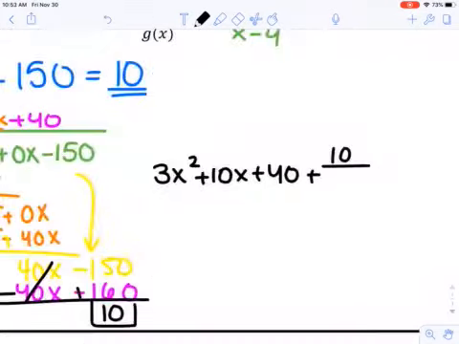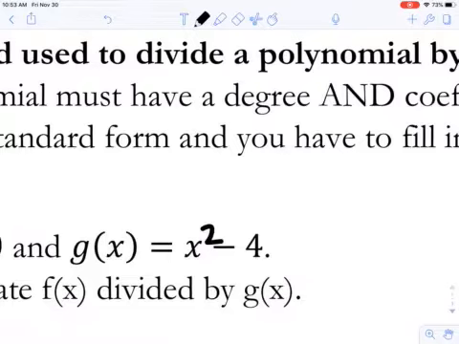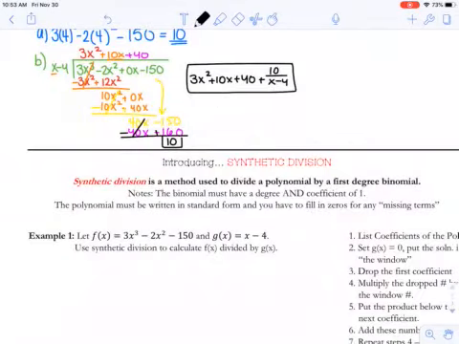Hopefully that brings back some wonderful memories, but I'm about to make your life a whole lot easier. I'm also about to make you pretty mad at me because we could have been doing something easier the whole time. Introducing synthetic division. Synthetic division is a method used to divide a polynomial by a first-degree binomial. So there's a couple rules here. We can't just do synthetic division with any old binomial. It's got to be a first degree. So if this was x squared, we'd have to revert back to long division.